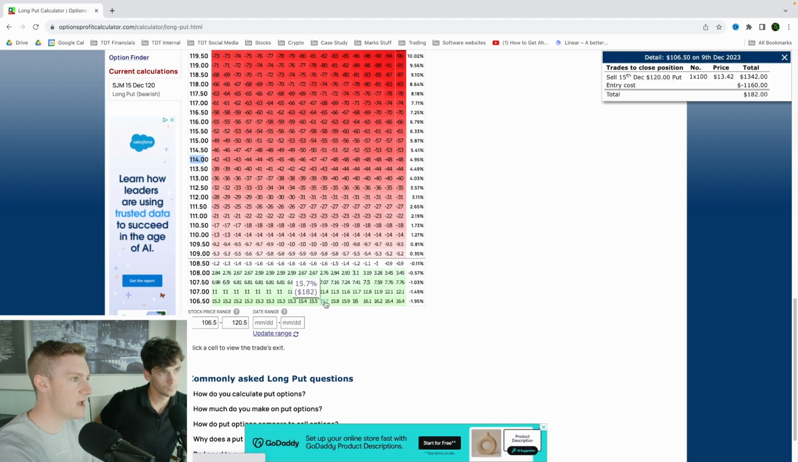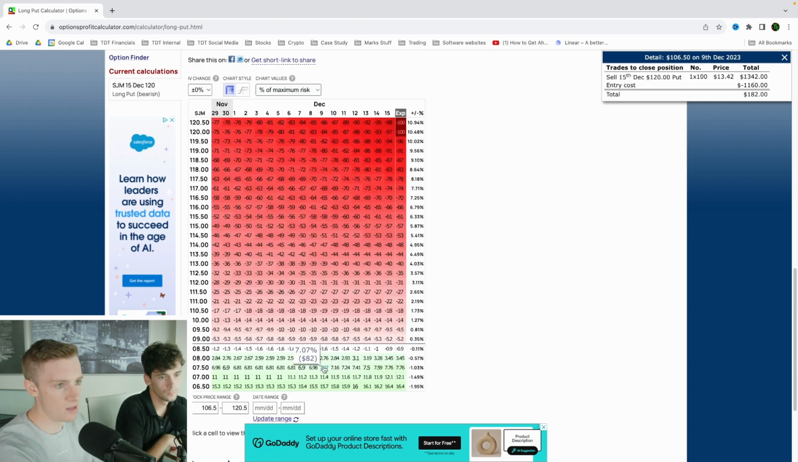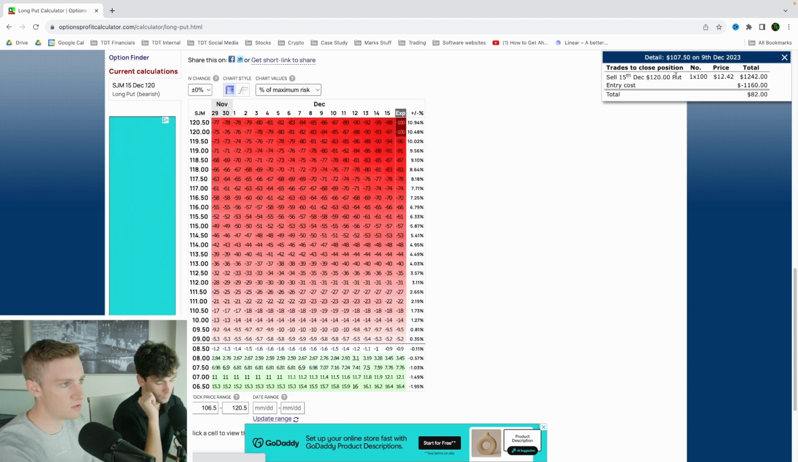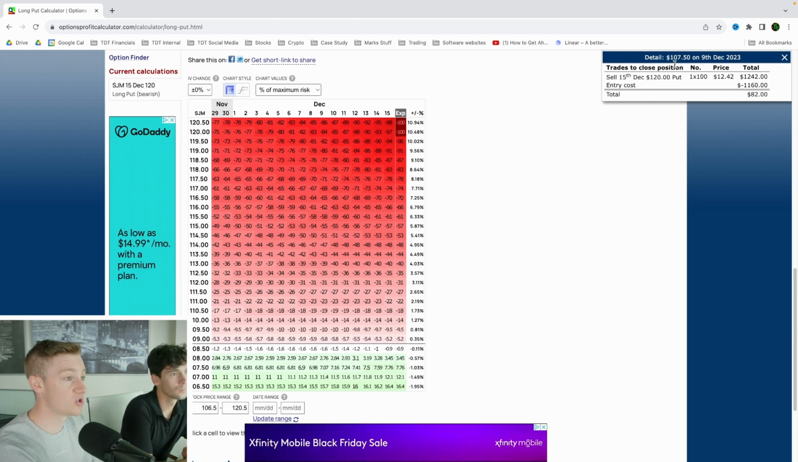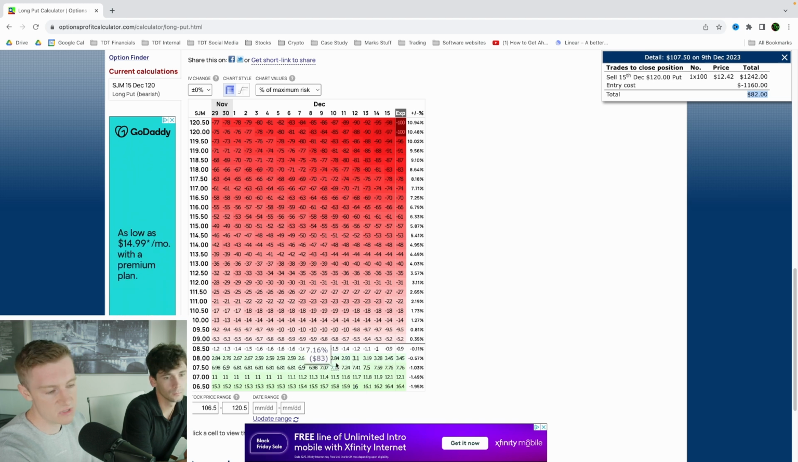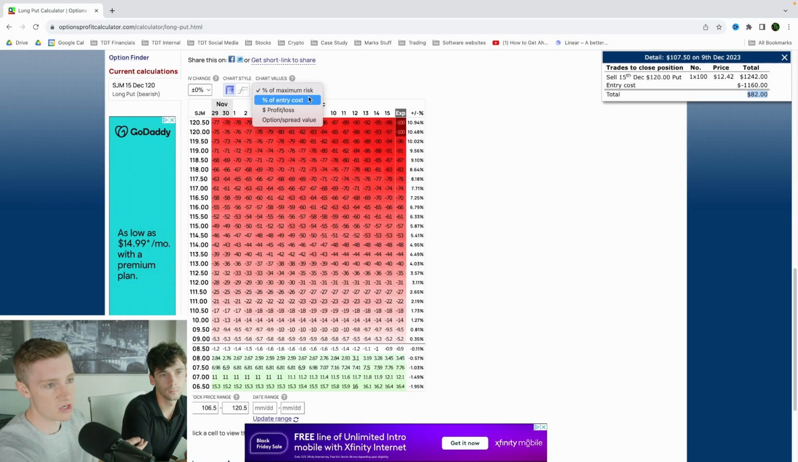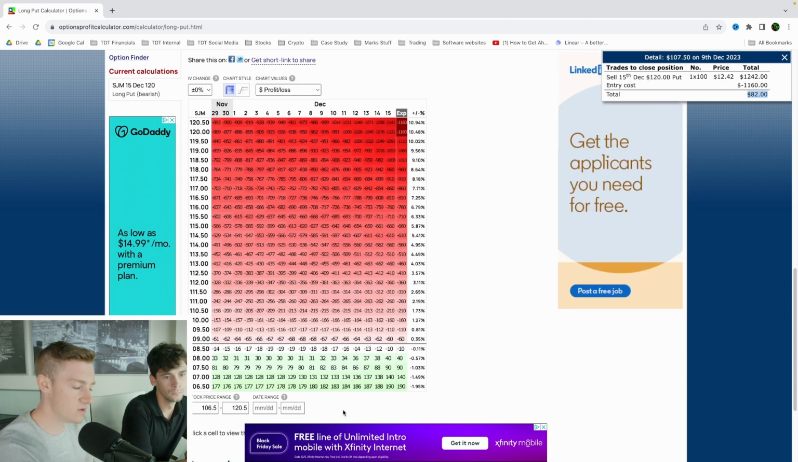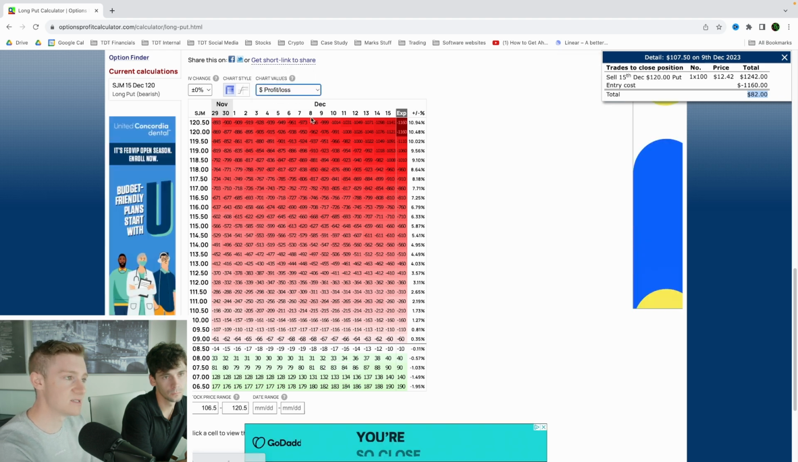So click on that. Essentially what this tells you is that on, let's say, December 9th, if we did close this position, SJM was trading at 107.50, the price per contract would be $12.45, which means we'll be making a total of $82 per contract. So you can essentially see exactly how much you will make or lose. I'm not going to go into the depth of using this tool, but we can look at the percentage entry cost and the profit loss. The dollar profit loss is going to be a little more helpful than the percentage because you can kind of work backwards.